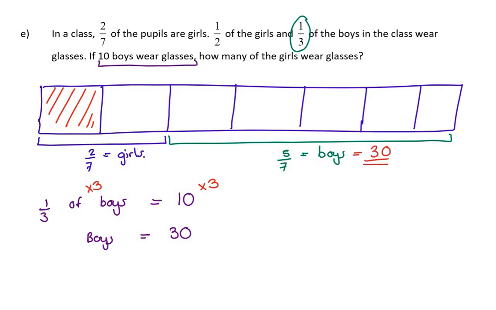How many girls wear glasses? Well, it might probably be easiest now to realize that 5 blocks represent 30 people. So therefore 5 blocks represent 30 people.